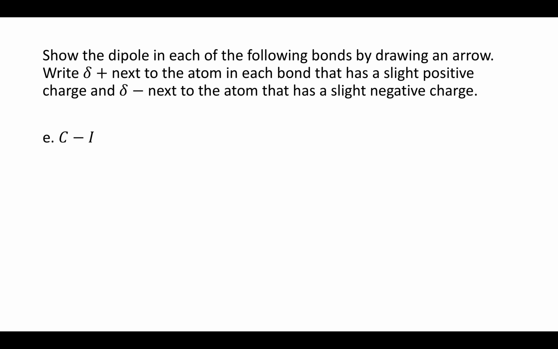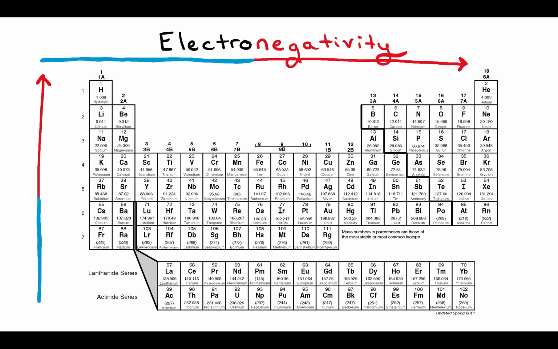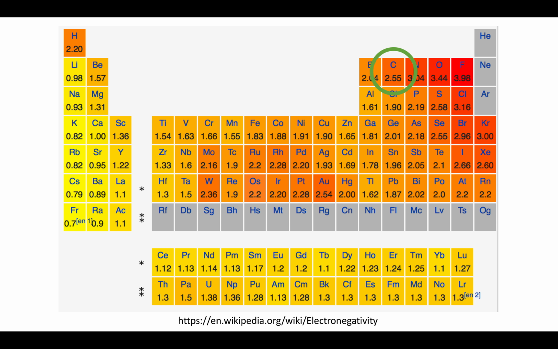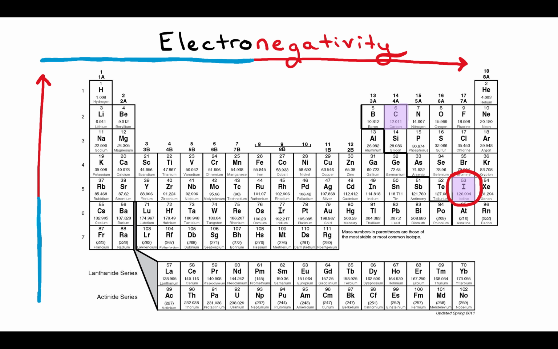How about between carbon and iodine? What's the dipole between those? So carbon is here at the top right, iodine there at the bottom right. Carbon is higher up, but iodine is further to the right. So to really tell, you'd have to go to a table of electronegativities. Carbon is 2.55, iodine is 2.66. Because iodine has a higher number, it is more electronegative, so of these, iodine would be the more electronegative element.